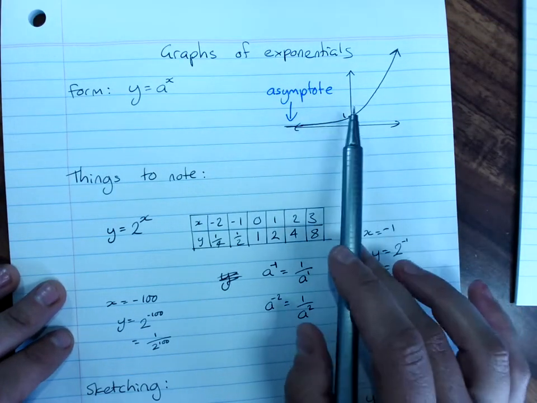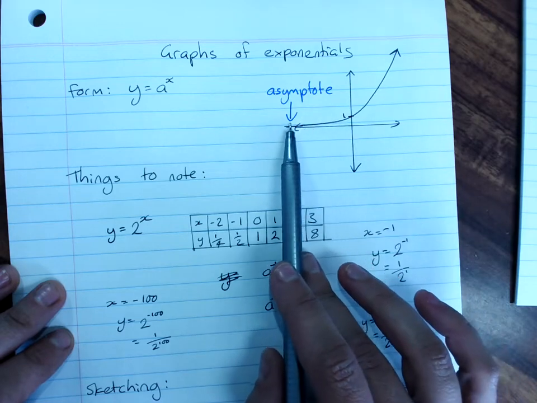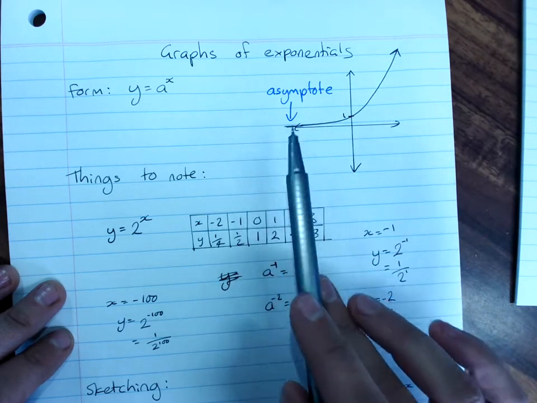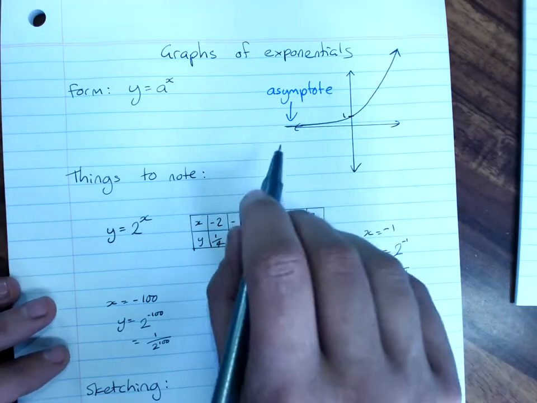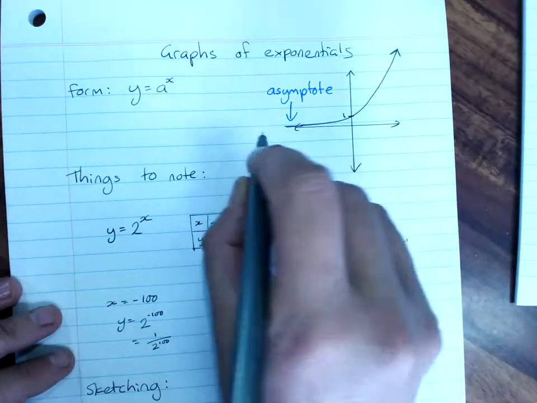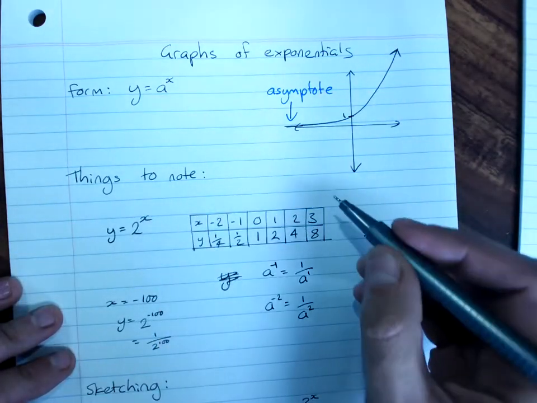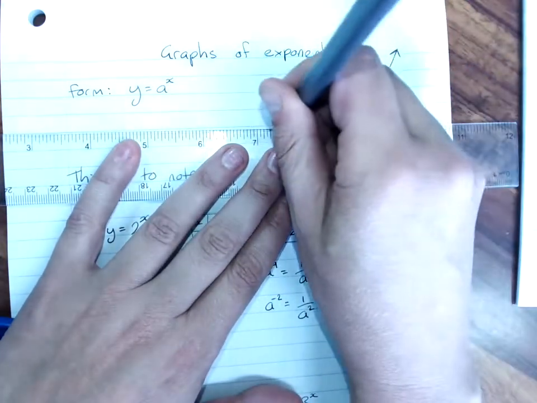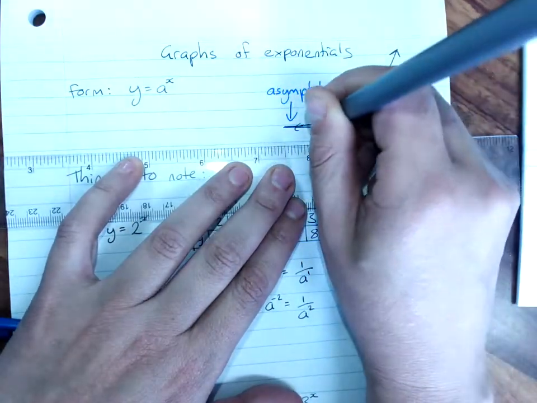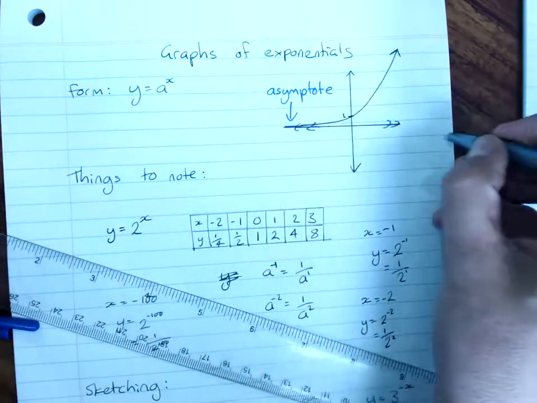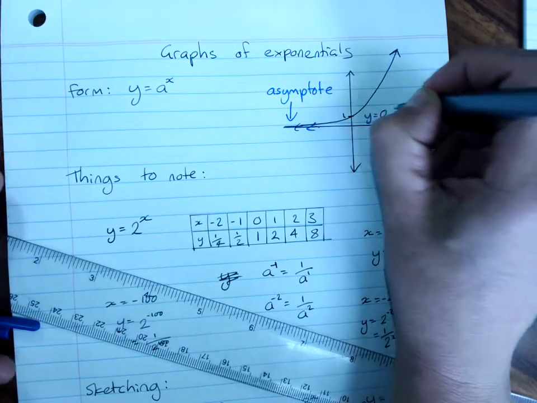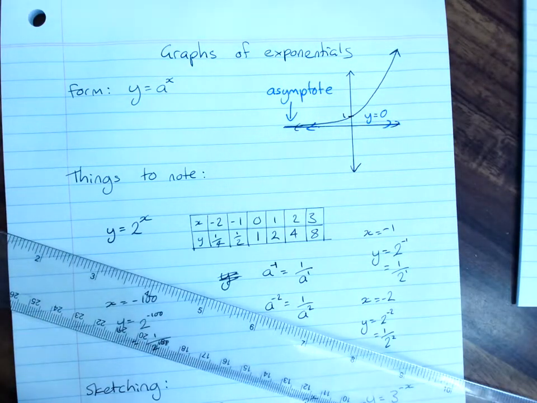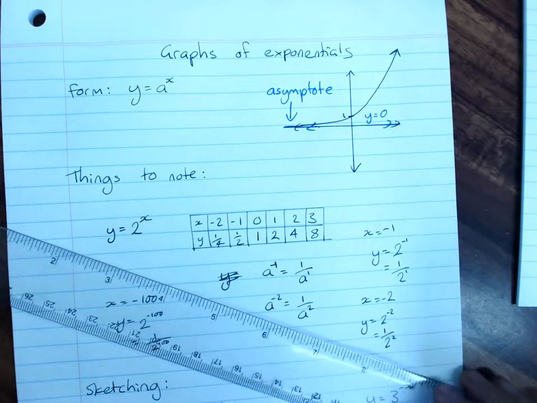It's when it approaches a value and gets closer and closer to it, but never actually reaches it. And we give the asymptote as a horizontal or vertical line. So the equation of the asymptote here is the x-axis, that is y equals 0. So we'll often be asked for the equation of an asymptote.